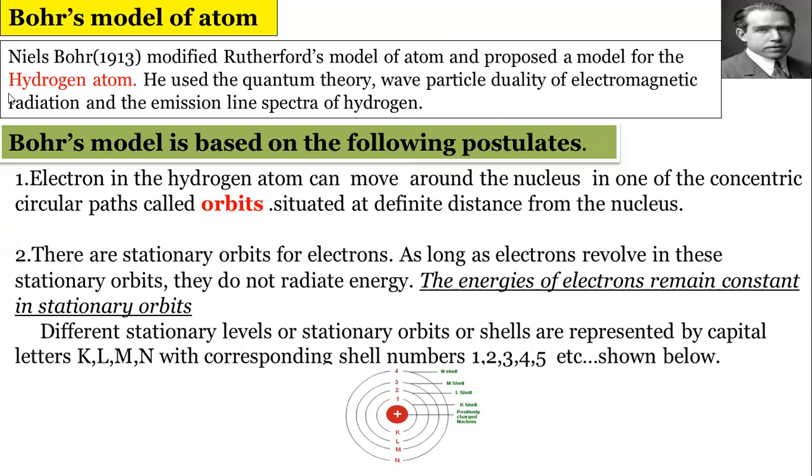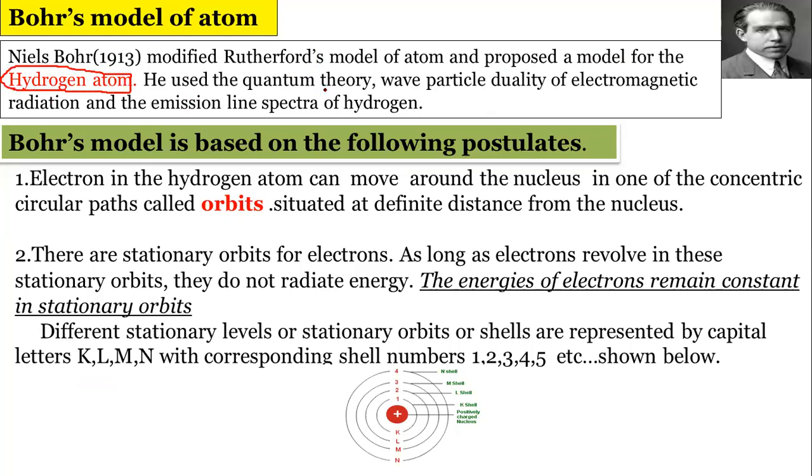Okay. So Niels Bohr in 1913 modified Rutherford's model because there were some drawbacks found in Rutherford's model. Niels Bohr tried to solve these drawbacks. He proposed a model for the hydrogen atom only, which contains only one electron.